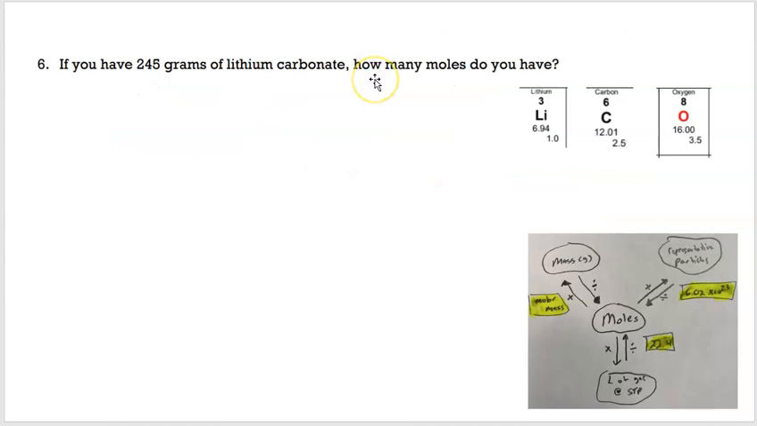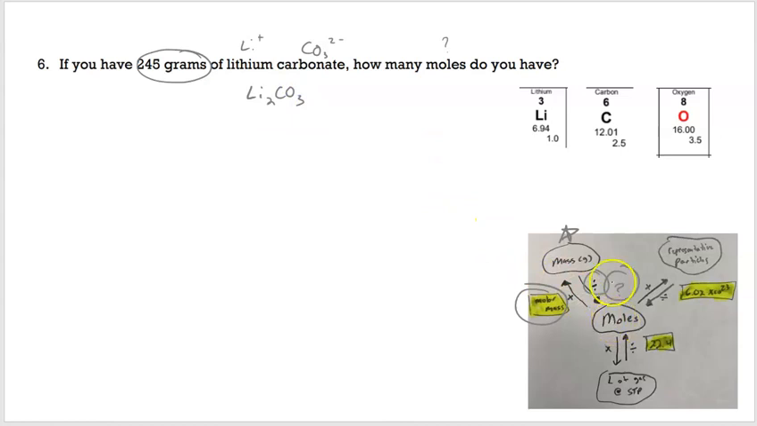All right. So, next question. We're going to move a little quicker on these guys. If I have 245 grams, so that means I know my mass, how many moles do I have? So I'm just doing, again, another one-step calculation. I'm going from mass to moles, which means I'm going to divide by the molar mass. Okay? So lithium carbonate, lithium is a +1. Carbonate, that's a -2. So I'm going to need Li2CO3 is going to be my formula.